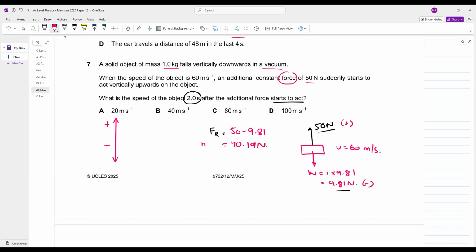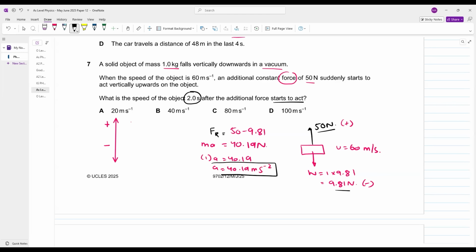What is the formula for resultant force? Mass into acceleration. What is the mass? 1. 1 into acceleration is equal to 40.19. What does the acceleration come out to be? 40.19 m/s². Now you have the acceleration.